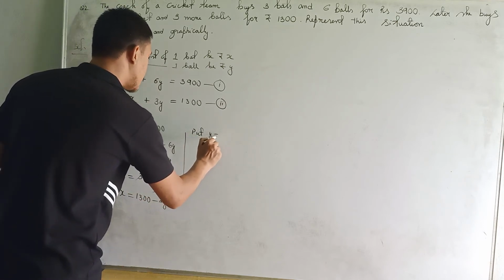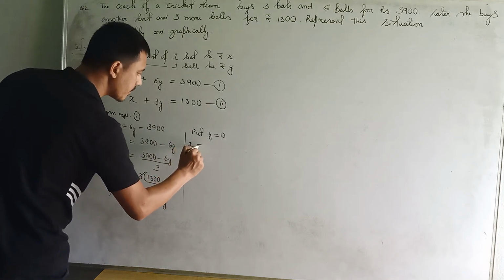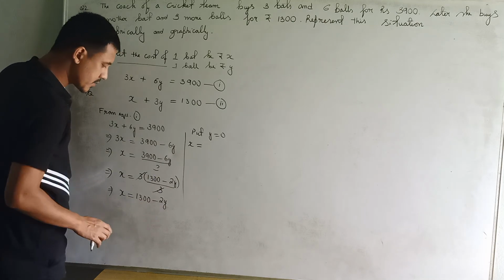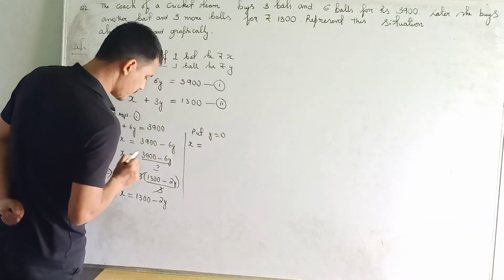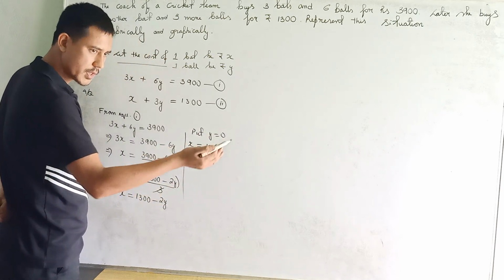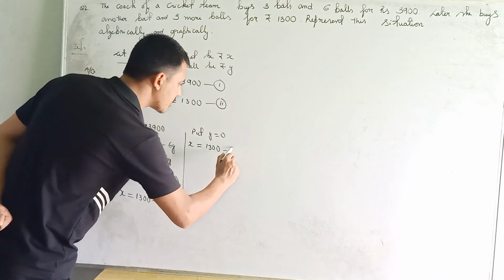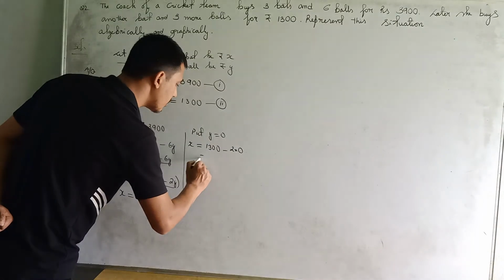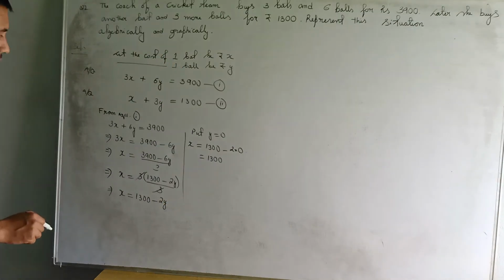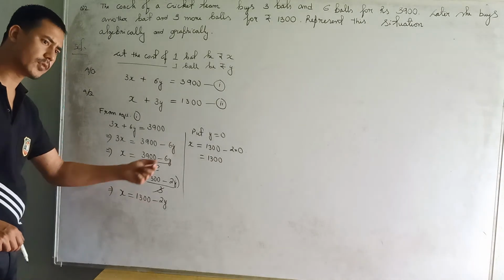Suppose I put y as 0. Then your x will be 1,300 minus 2 into 0. 2 into 0 is 0. So 1,300 minus 0 will be 1,300. Now since this is a very large value, y also you have to take according to that.